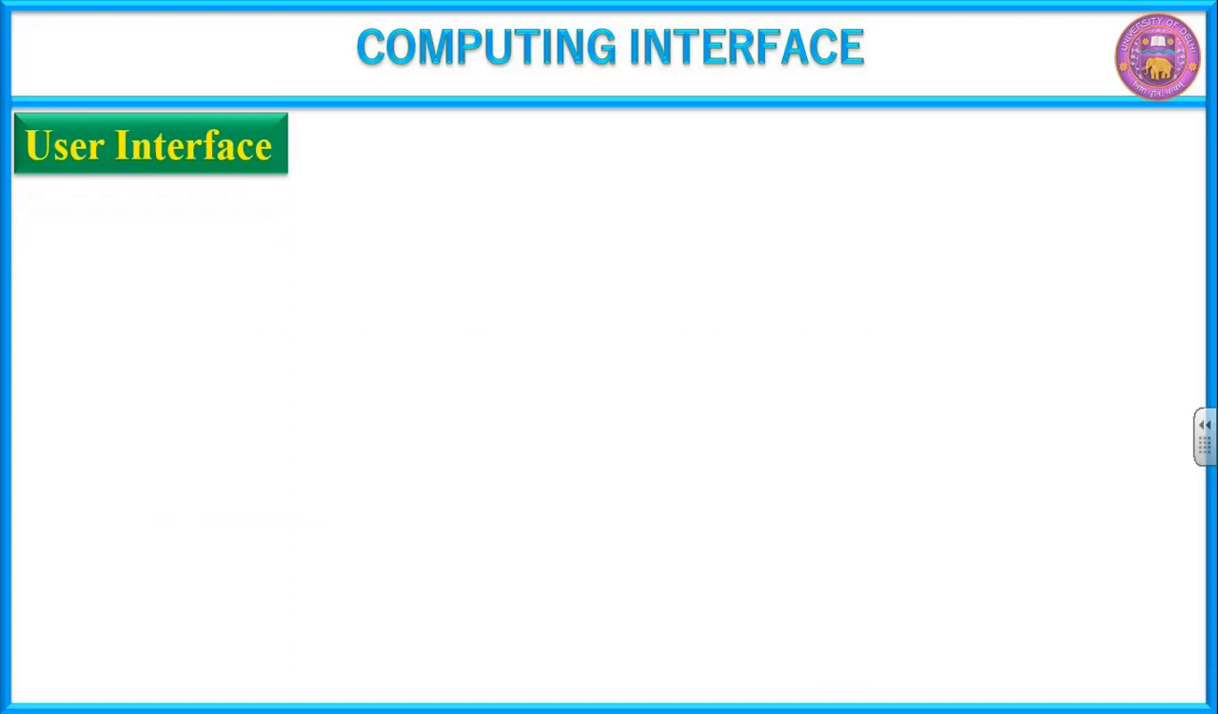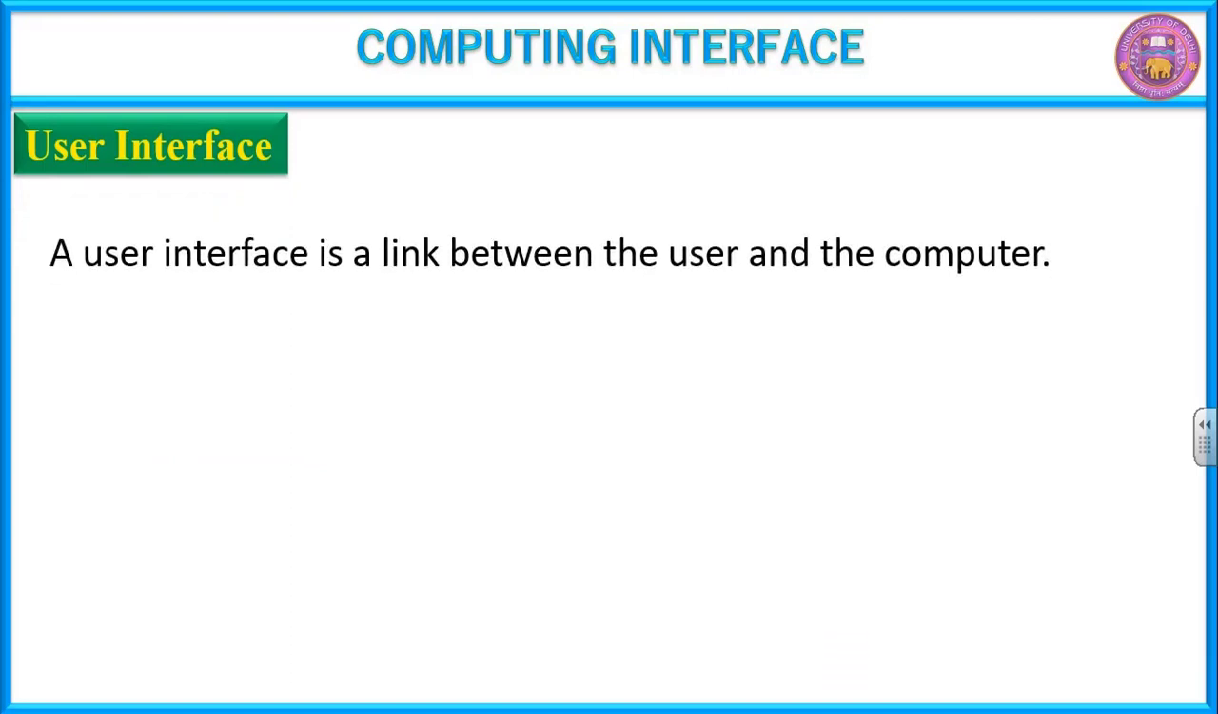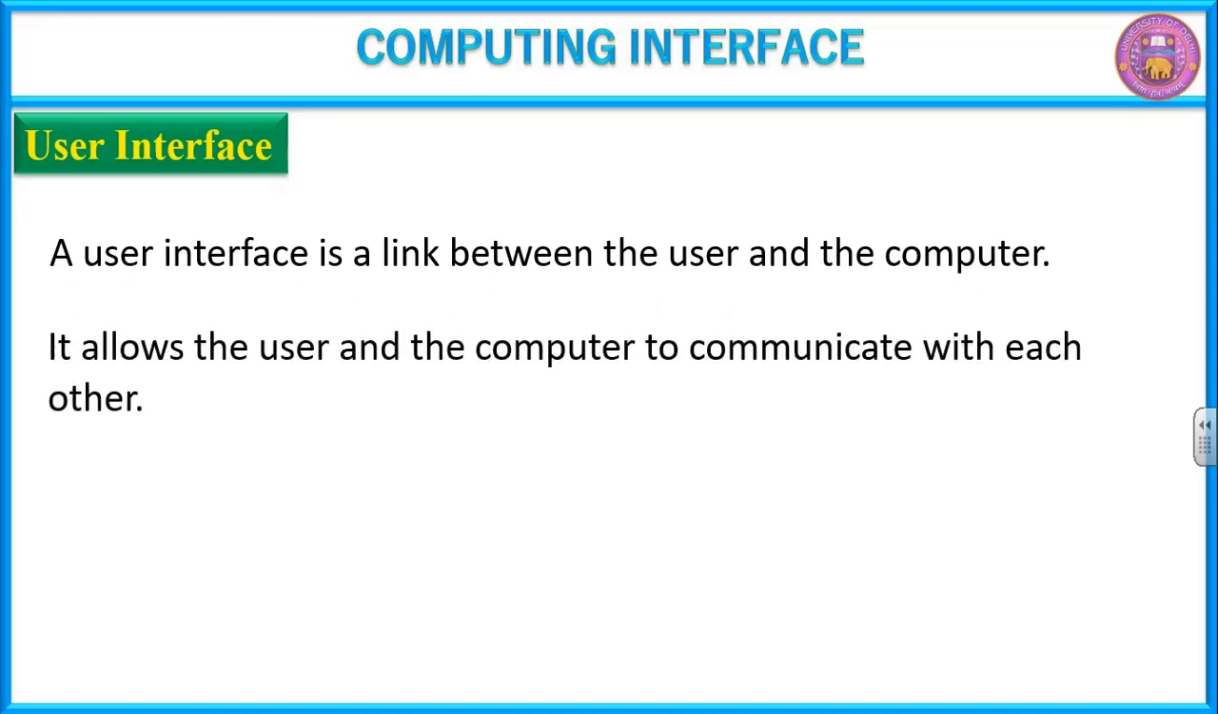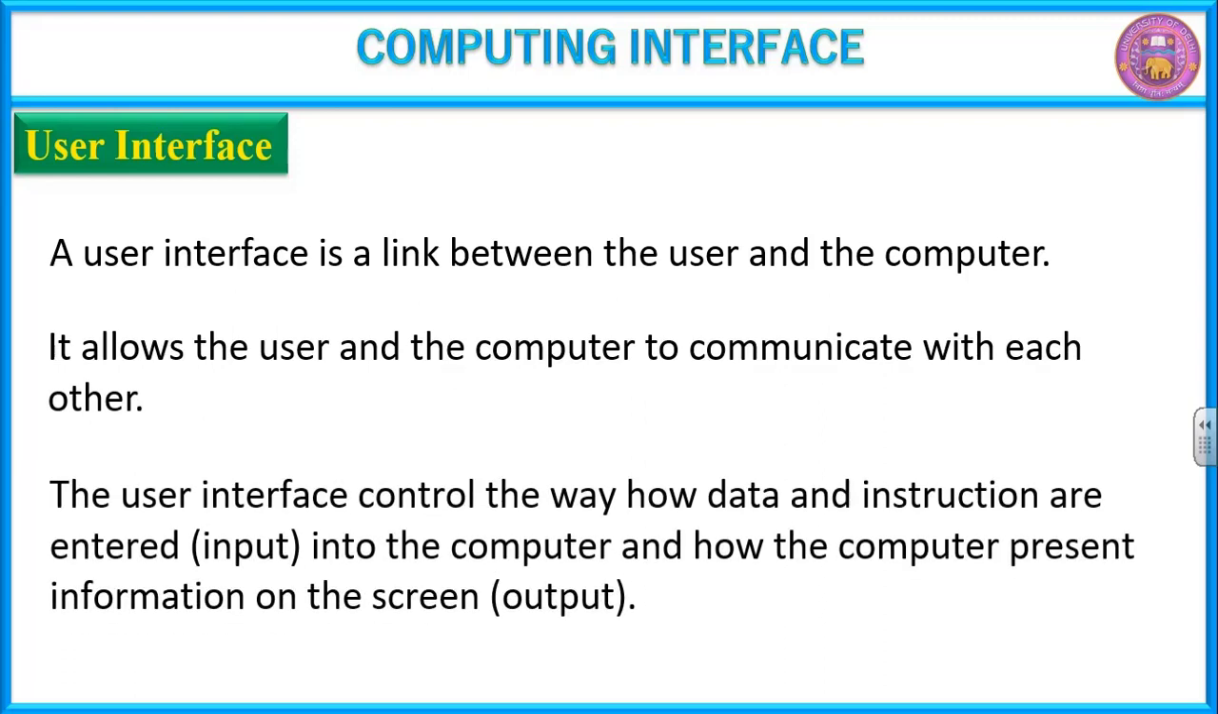User interface. A user interface is a link between the user and the computer. It allows the user and the computer to communicate with each other. The user interface controls the way how data and instruction are entered into the computer and how the computer presents information on the screen.